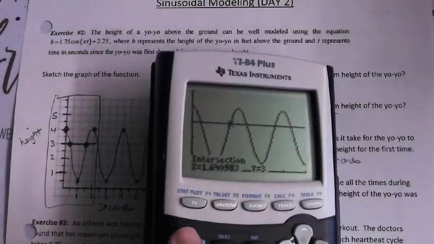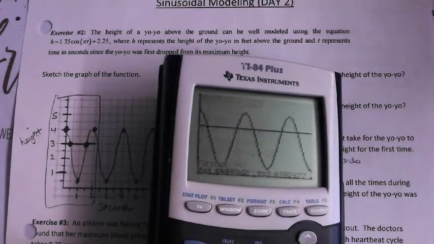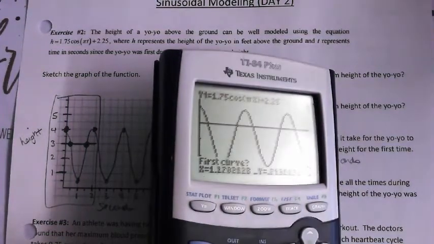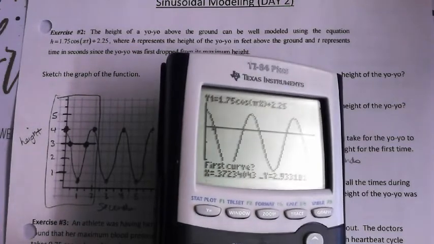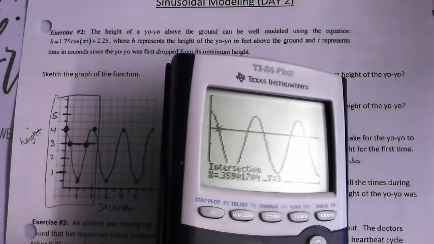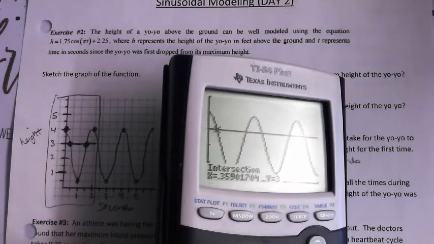And then repeat, second trace, option 5, intersection, and scroll your cursor all the way over to the other point of intersection, and hit enter, enter, enter, and we get 0.4.